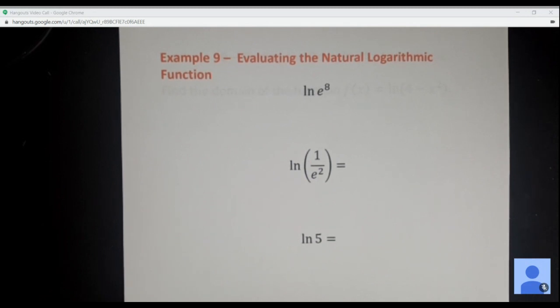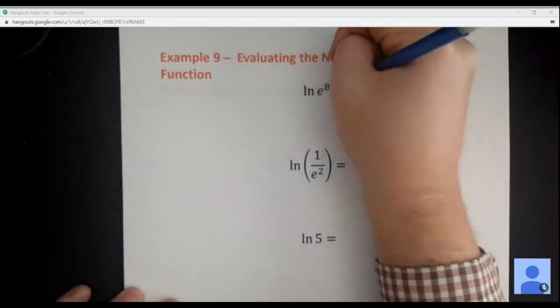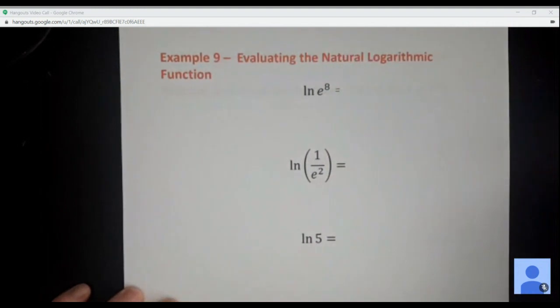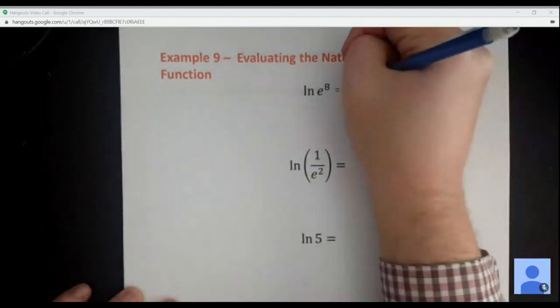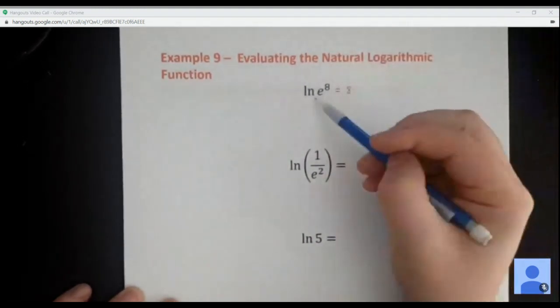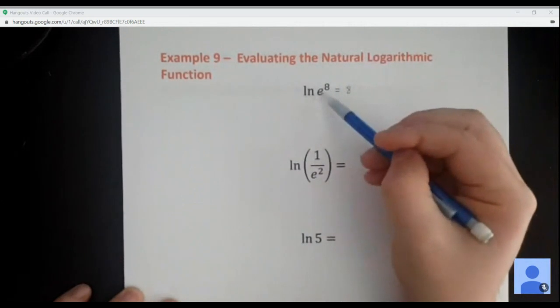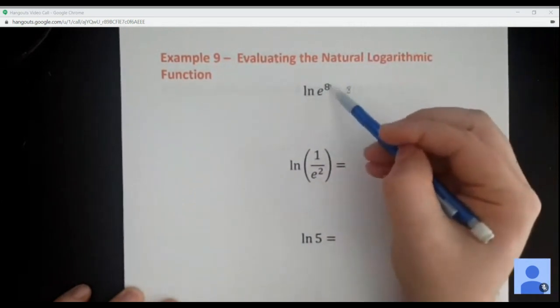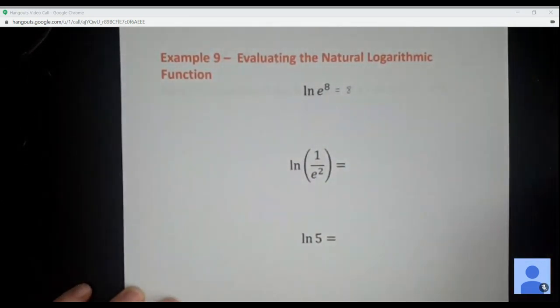All right, so thinking about those properties from the last slide, what should the natural log of e to the 8th give us? Good. This is just going to be 8 because, again, the base of this is e. We have an e here. Those cancel out and just give us the exponent. And so our answer is just going to be 8. Questions on that one?